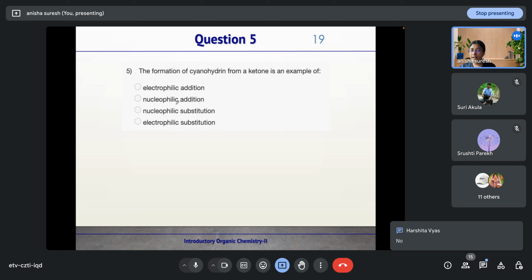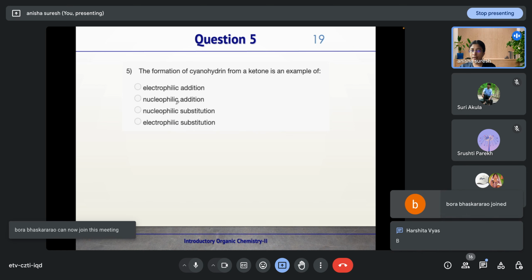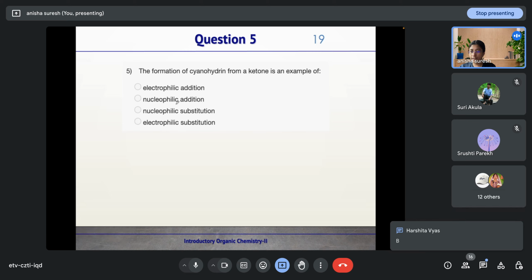The formation of cyanohydrin from a ketone is an example of: option A, electrophilic addition; option B, nucleophilic addition; option C, nucleophilic substitution; and option D, electrophilic substitution. Option B, nucleophilic addition, is the right answer.